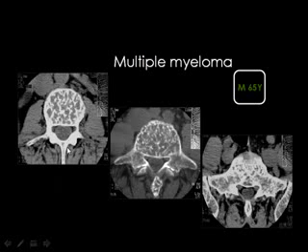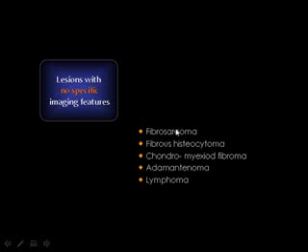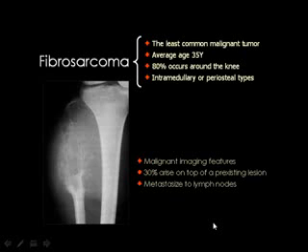But the CT is impressive. If you see this finding, numerous osteolytic lesions that are near in size to each other, affecting the vertebral body as well as the neural elements, the spinous process, and the iliac bones as well, then you are in the possibility of multiple myeloma. Then we come to the last group of lesions, which include the fibrosarcoma, fibrous histiocytoma, chondromyxoid fibroma, adamantinoma, and the lymphoma.